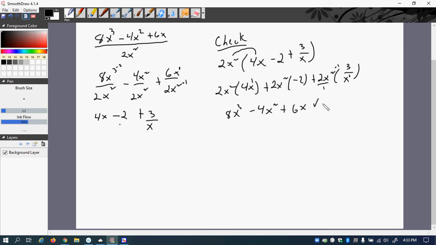Okay, so now we can apply this to a real world type of problem. So let's say you have a geometry problem where it is a rectangle, and you know the width is x, you don't know the length, but you do know the area. The area of the rectangle is going to be x squared plus 2x. And so you want to know what the length is going to be.